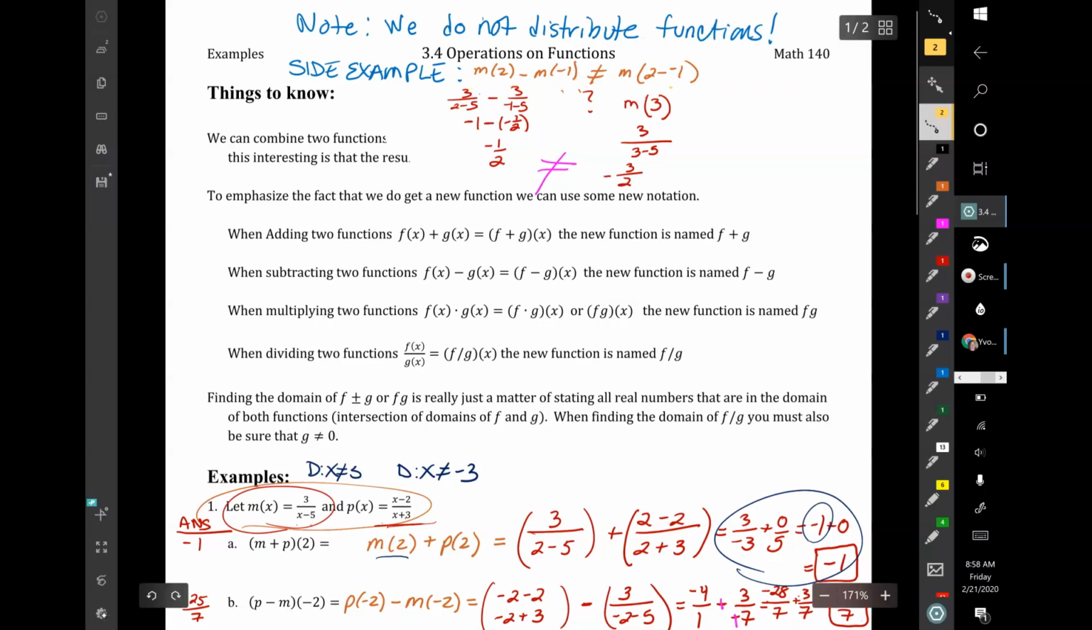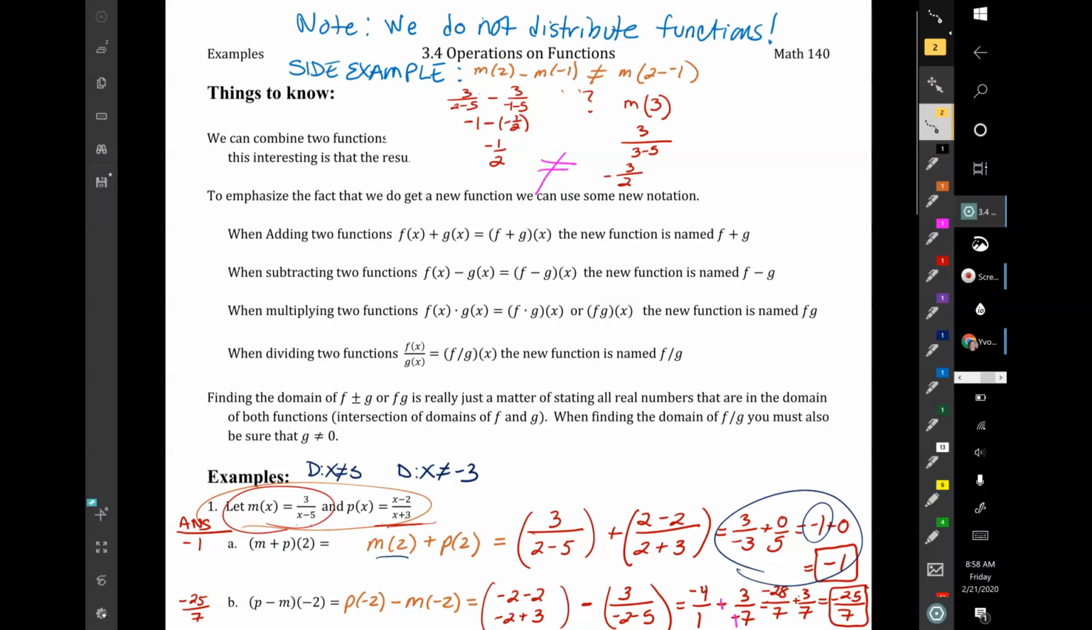And if I were to calculate the other side, I'd just take the difference of those two numbers and pop that in as m of 3. I definitely don't get the same answer. I get 3 over negative 2, which is not equal to negative half. So do not distribute functions. It's kind of similar to how people want to distribute exponents when they have a binomial raised to a power, like squared or something. We don't do that.